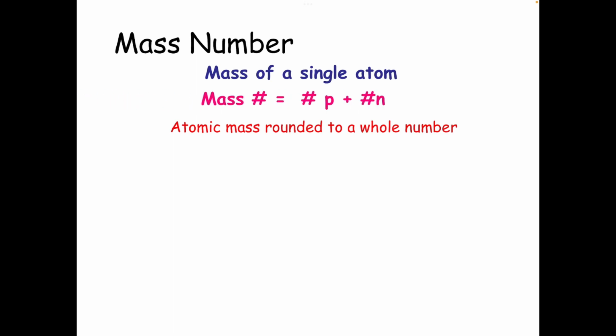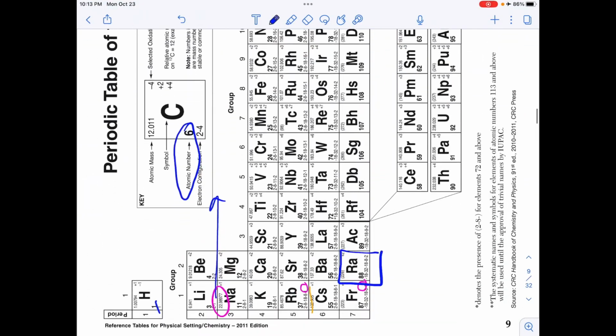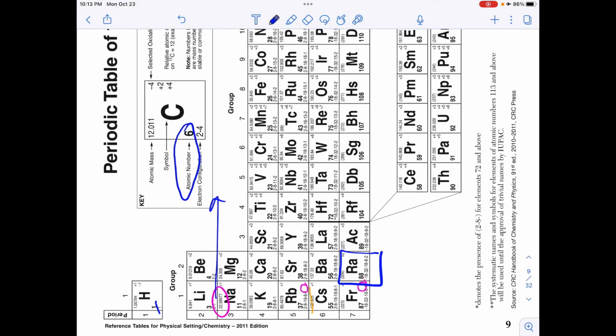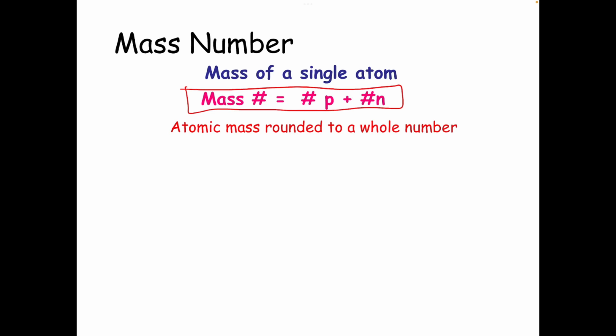Mass number is when you add protons plus neutrons, because if you remember, those are the only two subatomic particles with any mass, 1 AMU for each. So mass number is the mass of a single atom. If you go back to the periodic table, you'll see that all these masses have decimal places. If you round that to a whole number, that would be called mass number, because you can't have like 2.8 protons. It's either going to be 2 protons or 3 protons.